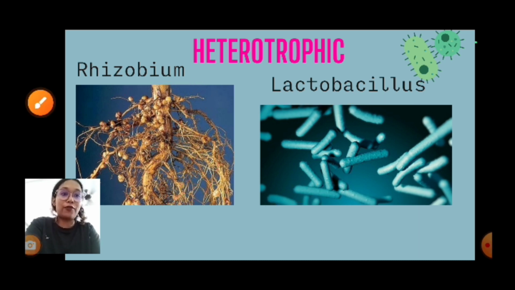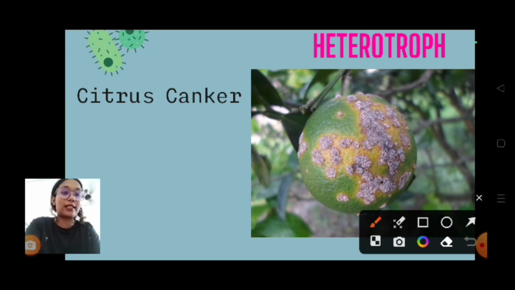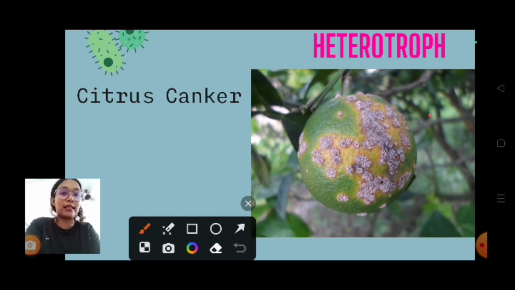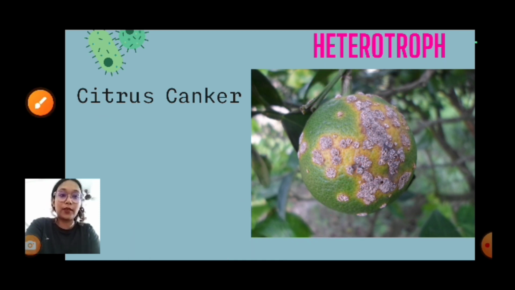Now moving on to the last slide. This shows citrus canker disease in an orange. You can see this is a bacterial disease, citrus canker. And the bacteria involved is a heterotrophic bacteria. Understanding? Okay, this is the last slide.